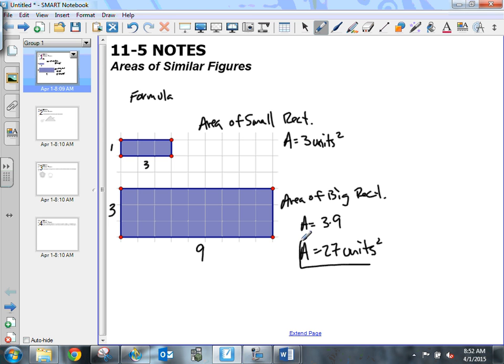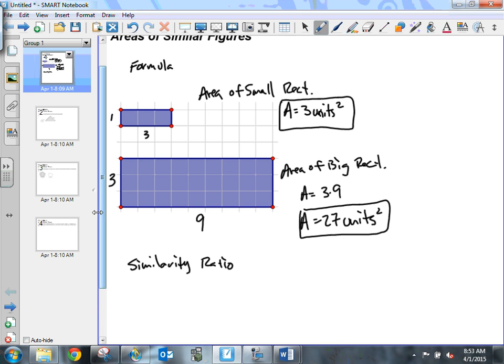Now this is kind of interesting because we've talked about similar figures before, and I want to talk about our similarity ratio. Our similarity ratio here, going from small to big, is 1 to 3. The similarity ratio, also known as our scale factor, goes from 1 to 3. So I can also write this as a fraction, 1 to 3.